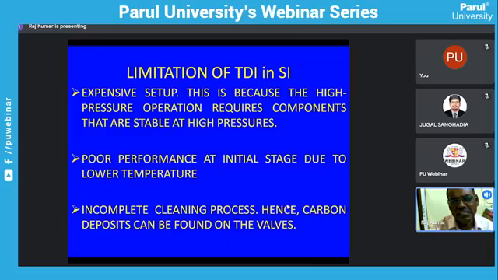The cleaning process is also not fully efficient, meaning incomplete cleaning, because some of the exhaust gases are not leaving the combustion chamber.